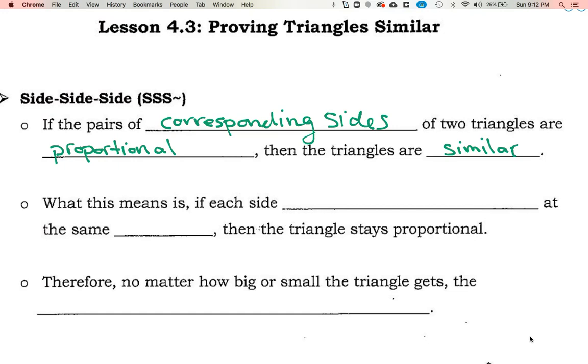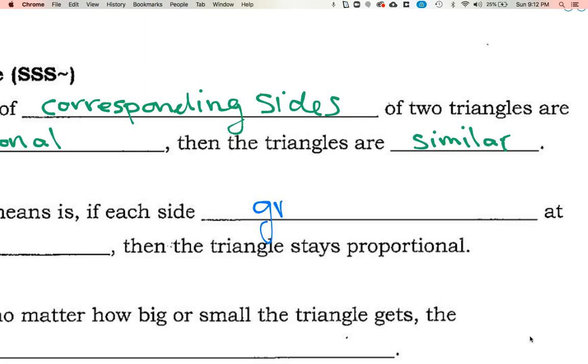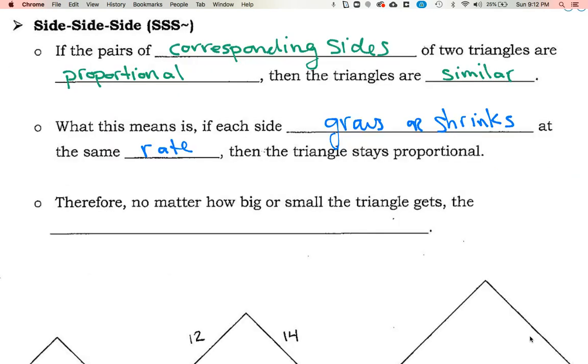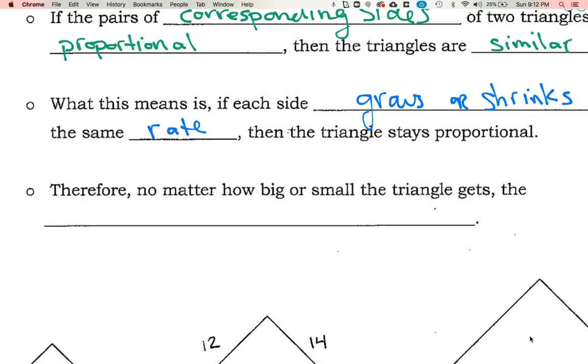What this means is if each side grows or shrinks at the same rate, then the triangle stays proportional. Therefore, no matter how big or small the triangle gets, the angles never change. Meaning the shape doesn't change.